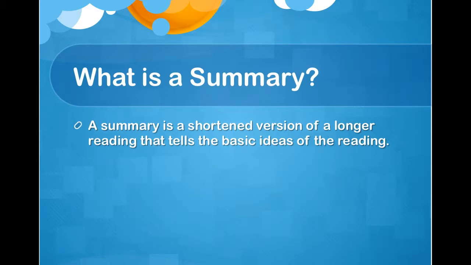So your goal is not to retell the whole story. Your goal is to just hit on the main ideas of what that story is about. So, for example, a good way to know that your summary is too long is if it's about as long as what you read. The summary should be short, to the point, and just give out the main ideas.